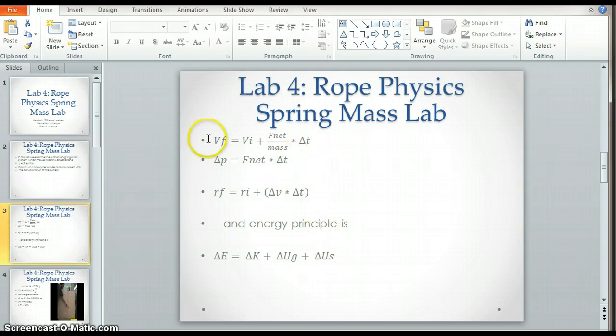Newton's second law of motion is: final velocity is equal to initial velocity plus F net over mass multiplied by delta t, and the momentum principle is delta p is equal to F net multiplied by delta t. We can also find the position of the object by using this equation: the final position is equal to initial position plus velocity of the object times delta t. And the energy principle is that the total energy of the system, delta E, is equal to the kinetic energy plus potential gravitational energy plus potential spring energy.